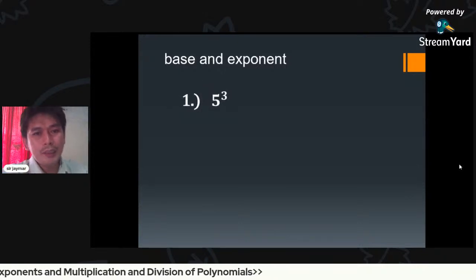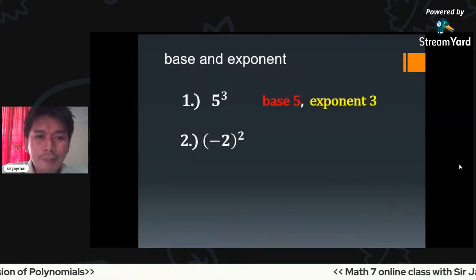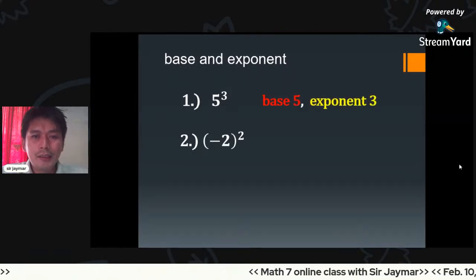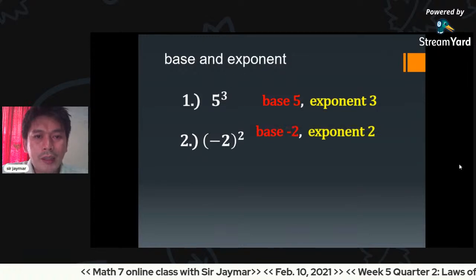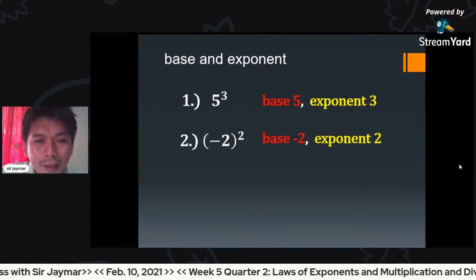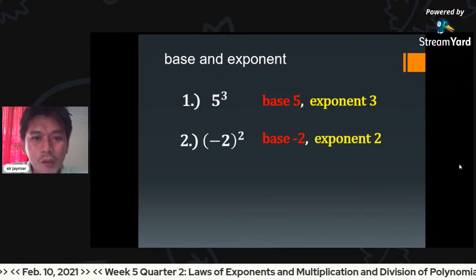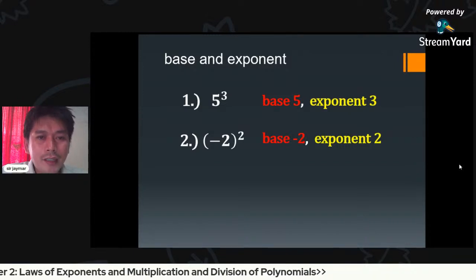The base will be 5 and the exponent will be positive 3. And in problem number 2, the base is negative 2 and the exponent is positive 2. Why is negative 2 the base? Because it is inside the parentheses, so the negative is included. Negative and 2, that is why negative 2 is the base.